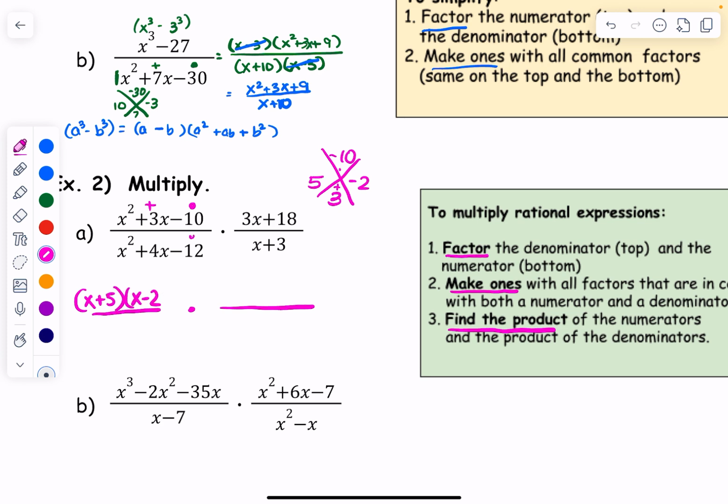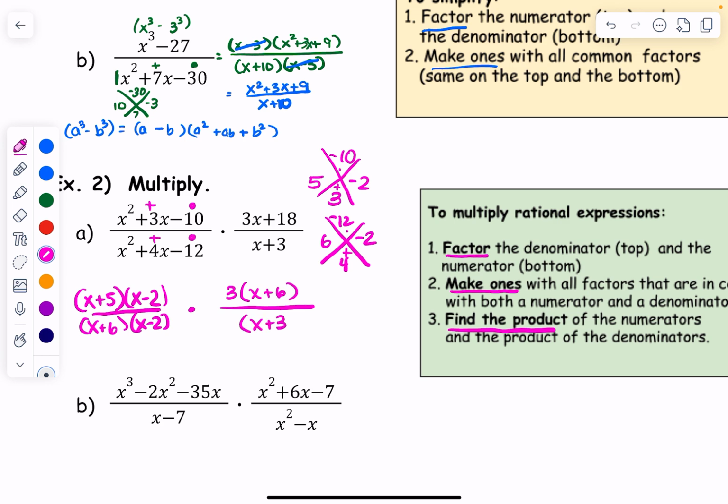And then the next one's simple, so we have to multiply to a negative 12 and add to a 4. Sorry, negative 12. So we'll have 6 and negative 2. So x plus 6 and x minus 2. Okay, and then our next one, we're going to factor out a 3, and we're going to have 3 times x plus 6. And the last thing is x plus 3.